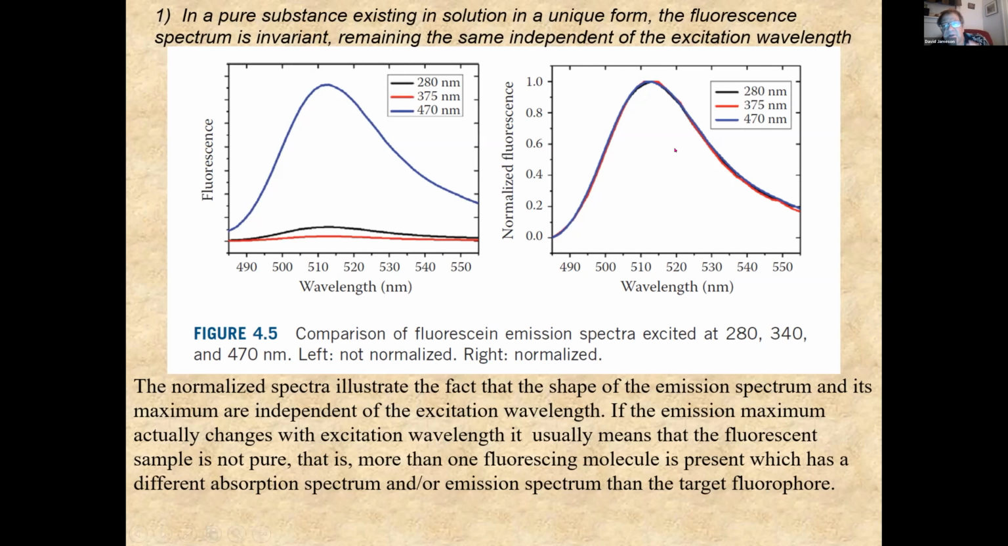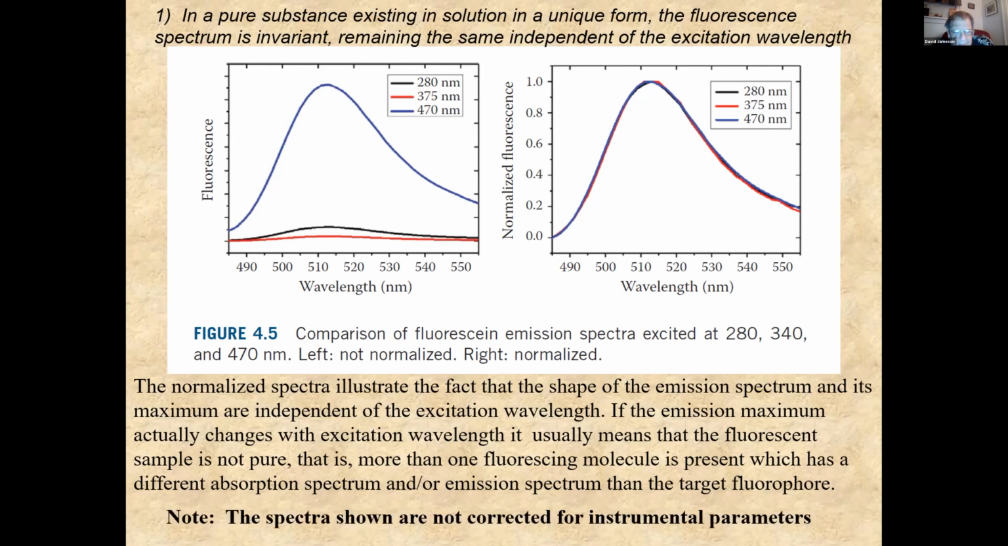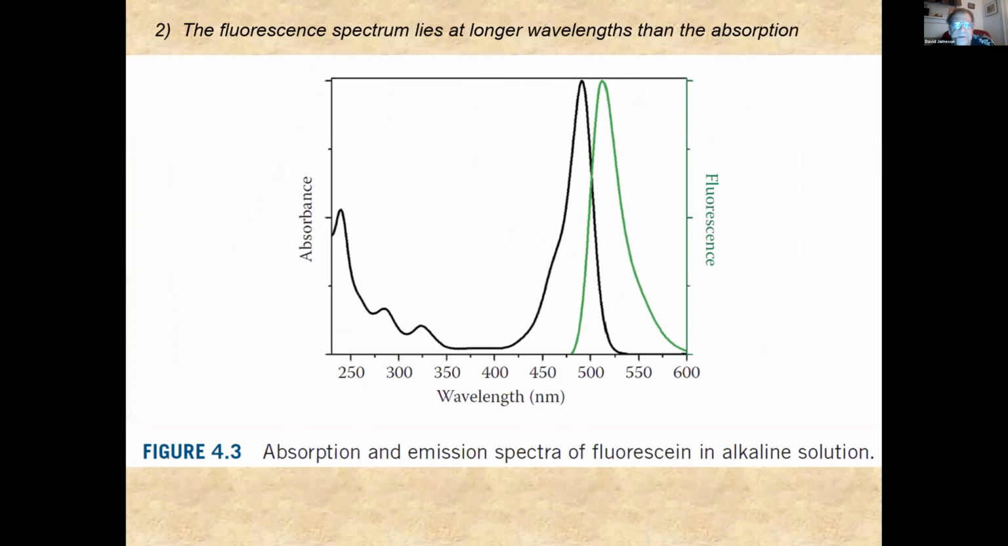But if we normalize these all to the same height, you see it's exactly the same. And that's the important point. It's invariant. So in fact, if you have a solution and you look at the emission with different excitations and it changes, it usually means you have an impurity in the solution. And I've had people who thought they knew a lot of fluorescence that overlooked this one little fact. So it's always a useful way to tell if you have a pure thing in solution. And note here, I'm not correcting, there's instrumental things to correct, but we're not going to worry about those factors.